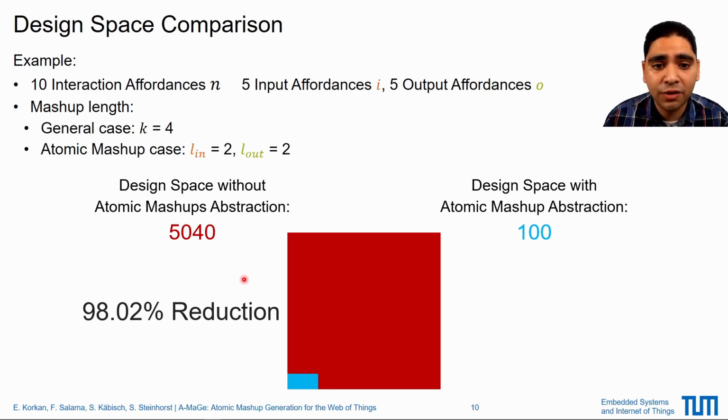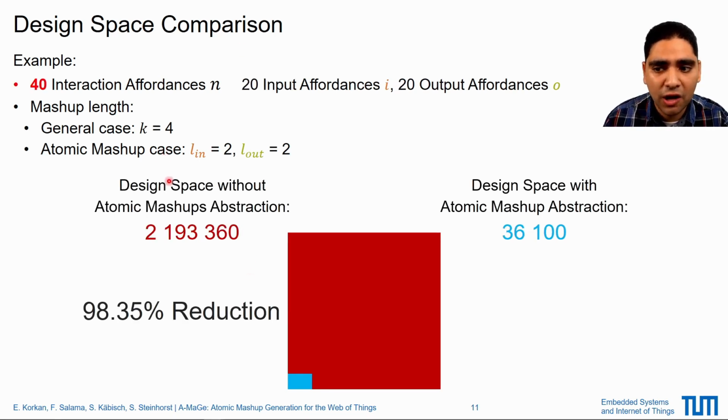If we have even more interactions in our pool and we want the same mashup length, the design space explodes and we get over 2 million without the abstractions, but only 36,000 with the abstractions, and that is also approximately 98% reduction in the design space. However, this number is infeasible to manually explore, so we need something else that can also constrain the design space that is generated even further.